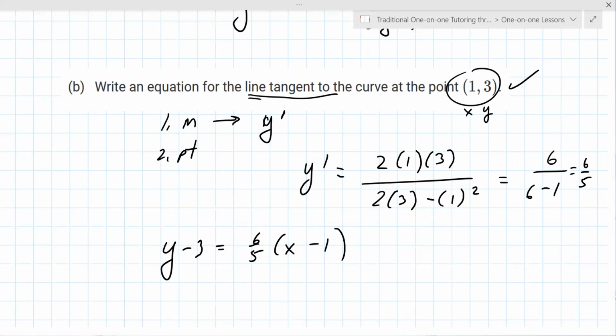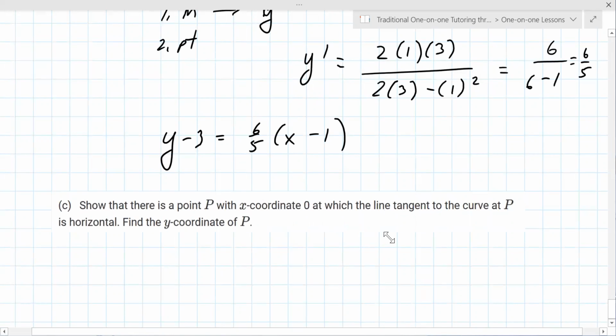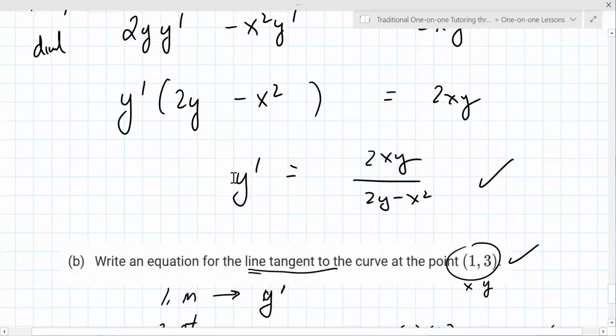Oh, that's simple. Okay. C looks to be more complicated. Let's see what we got here. Show that there's a point P with x coordinate 0 at which the tangent line to the curve at P is horizontal. Okay, so we know that horizontal tangents occur when the numerator of y prime equals 0. So you go back here.